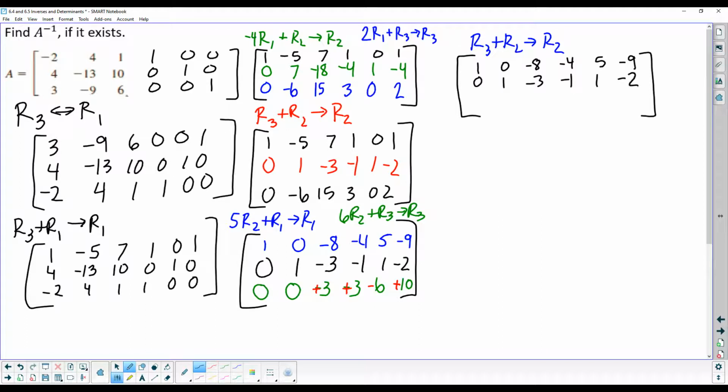Oh, whoops. I just wrote row 2 in there. That's the one I want to change. 0, 0, 3, 3, negative 6, 10. Is that okay? Okay, so if we add those 2 together, we get 0. We get 1. We get 0. I'm getting 2, negative 5, and 8.